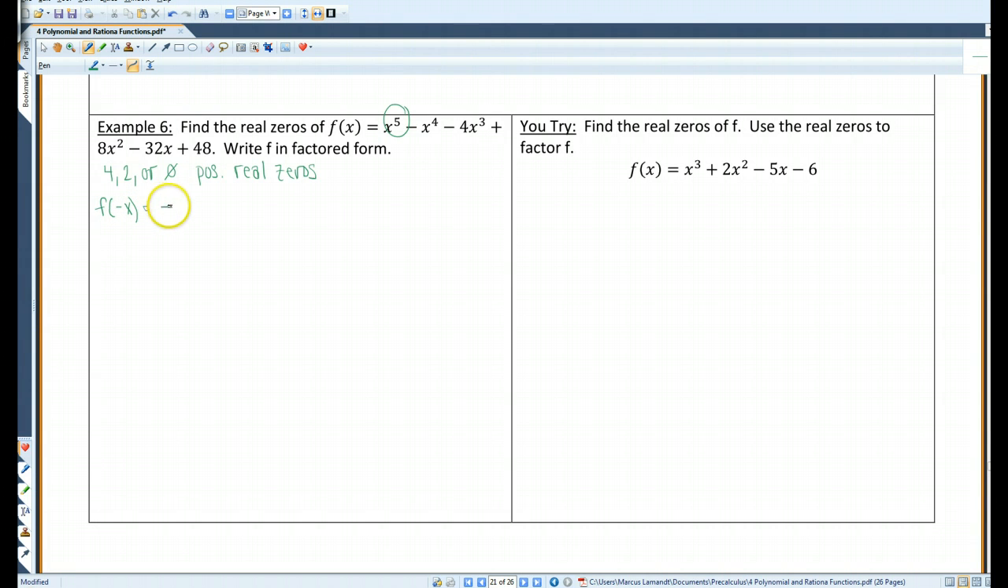And if you plug in negative x into f of x, you end up with negative x to the 5th minus x to the 4th plus 4x cubed plus 8x squared plus 32x plus 48. There is only one variation in sign, so there is one negative real zero.